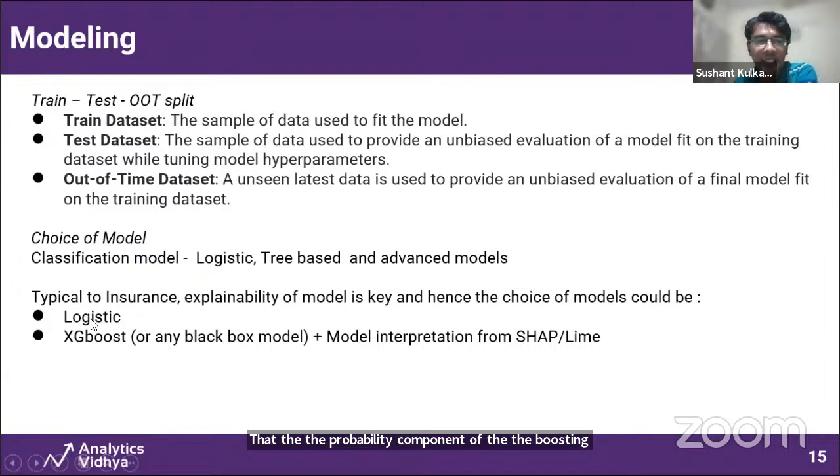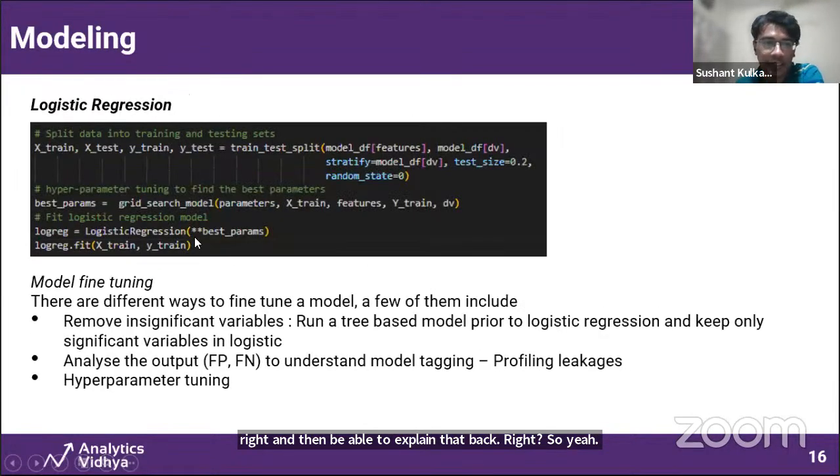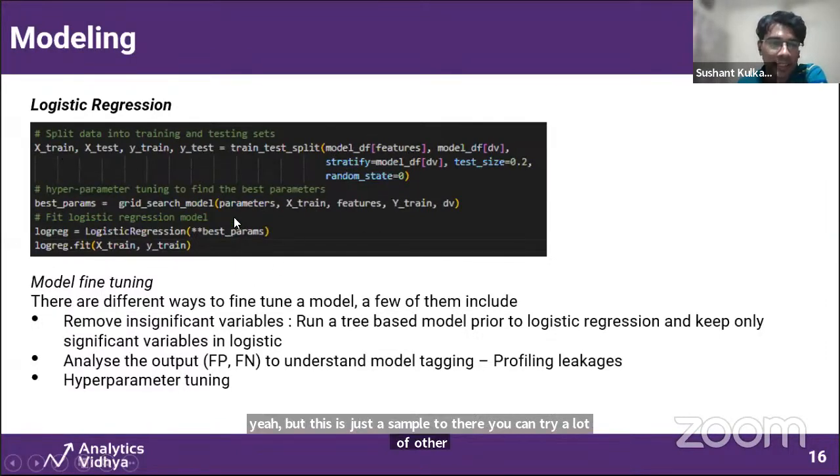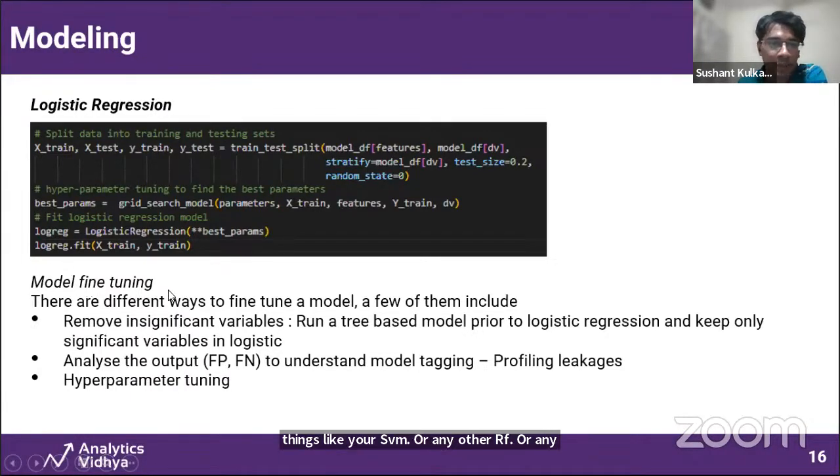But this is just a sample too. You can try a lot of other things like SVM or RF or any other classification model, which works here as long as you're able to validate the model's performance. Right, so again, a very sample code, but this would be, I think, quite common. So in the interest of time, I'll just list a couple of points, right?